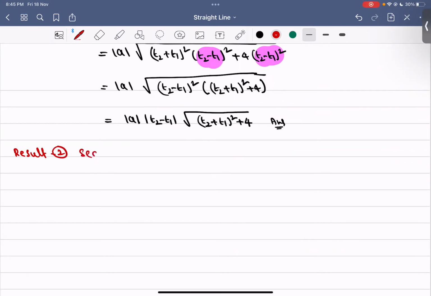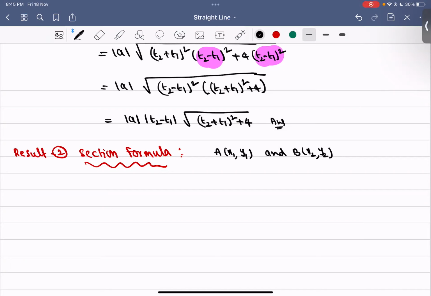Section formula. Suppose on a coordinate plane, 2 points are given, A (x1, y1) and B (x2, y2). These 2 points are given on a coordinate plane.